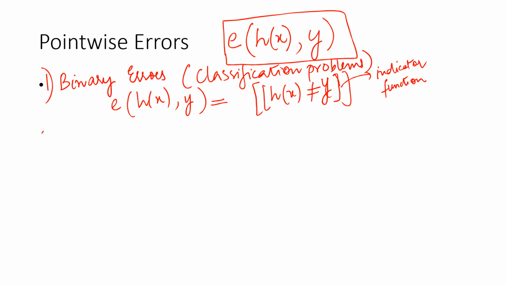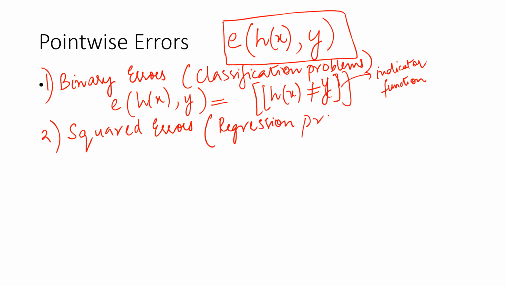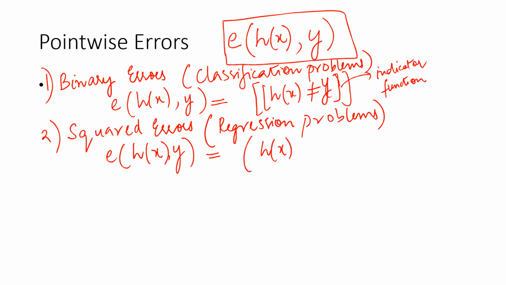The second form of pointwise error is mostly for regression problems, and this is also known as squared error. So squared error for regression problems, that means when the outcome is continuous, unlike classification problems. One way of quantifying the pointwise error is that e of h of x, y is going to be the squared difference between h of x and y, squared. So this is basically for regression problems.